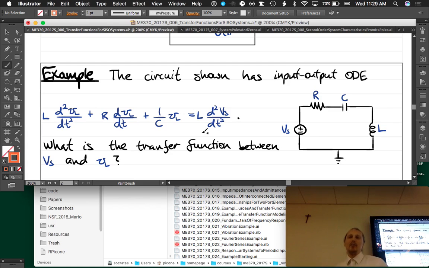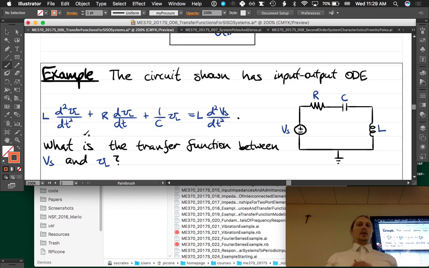So let's do an example. The circuit shown has the input-output ODE. This. Now this isn't how we would construct the model, right? When we construct a model with linear graphs, we typically would end up with, since this is a second order system, how many state variables would we need? Two state variables to represent it. So two state variables. And our A matrix would be a what by what?